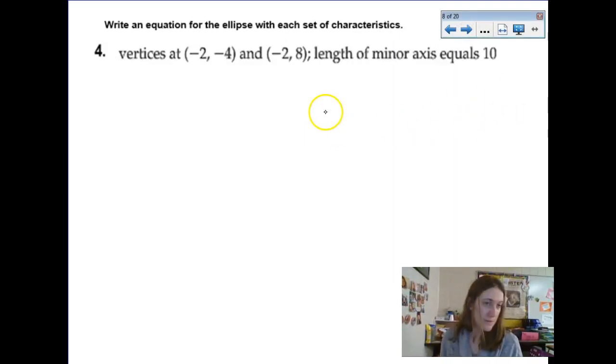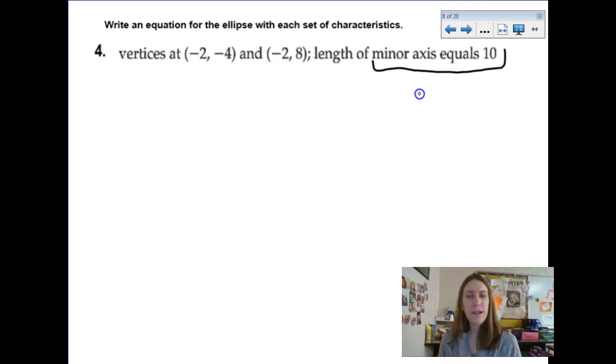Let's look at number 4. This is in your notes. We'll go ahead and do that. They're a different set of clues this time. They gave me some vertices, and then the length of the minor axis is equal to 10. That is their way of telling me the b value, because remember, the b value is half the length of the minor axis, so that means b is 5. So it would be this guy cut in half. So I'm going to keep that as a note.